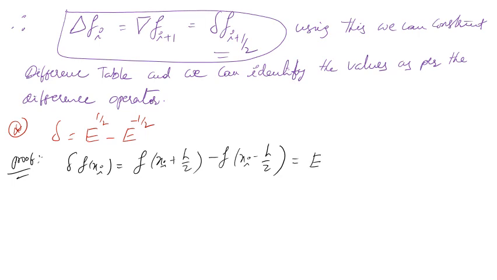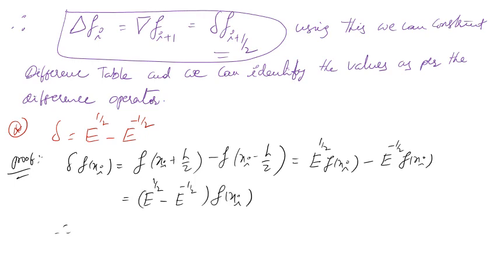So I can write this as e power 1 by 2 of f of xi, since xi plus h by 2 means e power 1 by 2, and minus h by 2 means e power minus 1 by 2 of f of xi. So take common e power half minus e power minus half, and the common term is f of xi. Therefore now f of xi is over. Delta is nothing but this operator. Therefore delta equal to e power half minus e to the power of minus half.